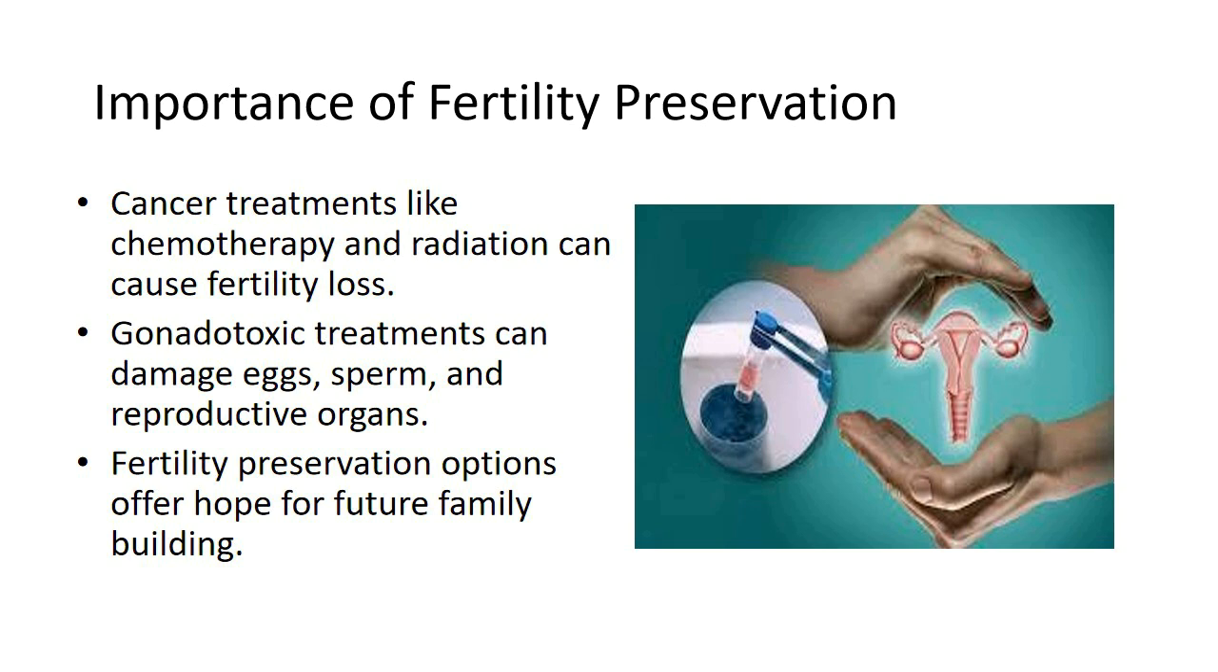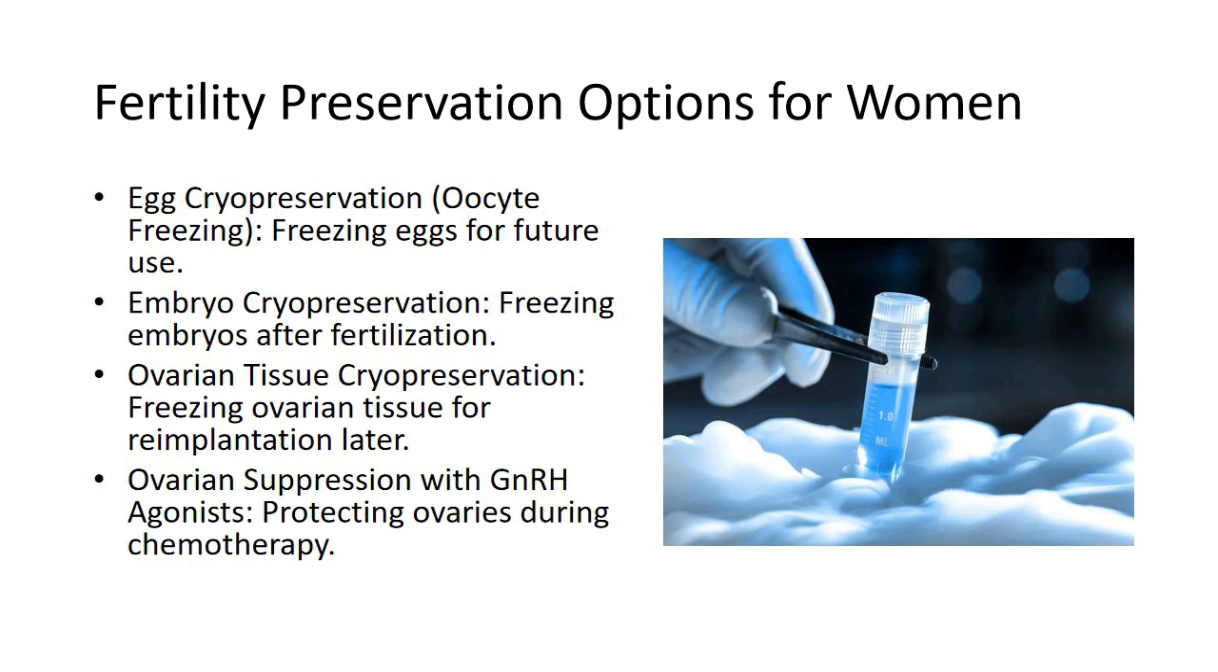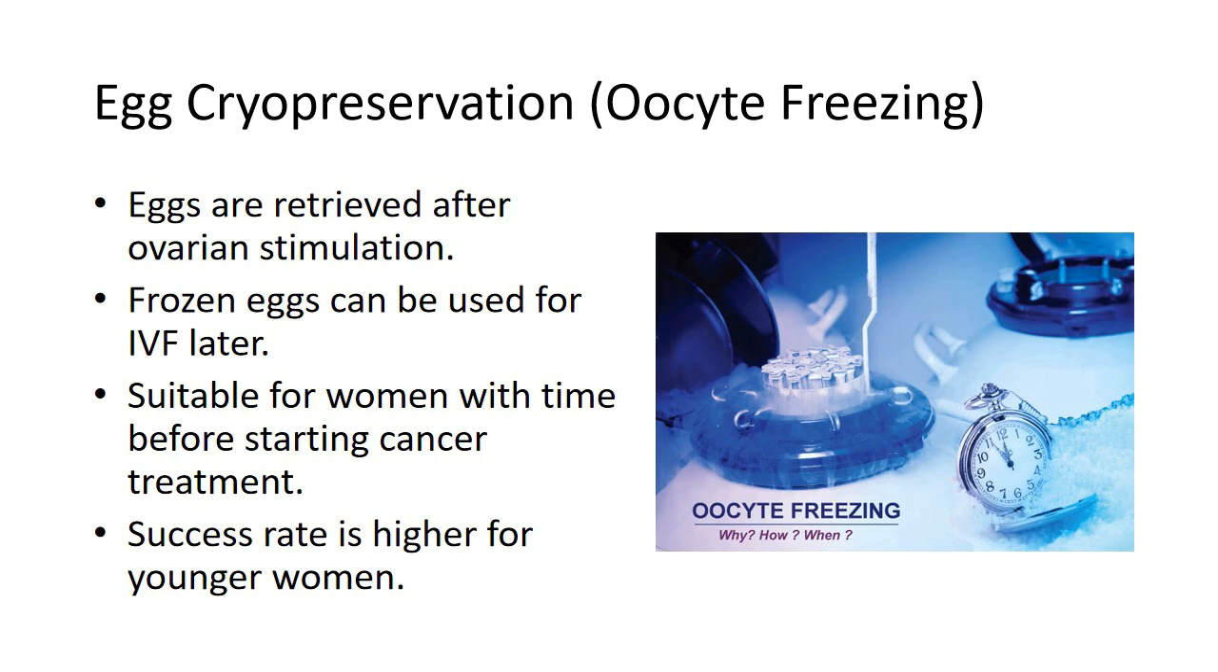Since many cancer treatments are required before patients reach reproductive age or complete the desired family size, fertility preservation provides the opportunity to safeguard reproductive function and provide hope for future family building. 2. Fertility preservation options for women. There are several methods available for fertility preservation in women which aim to preserve eggs, embryos, or ovarian tissue before undergoing gonadotoxic treatments. A. Egg cryopreservation, oocyte freezing.